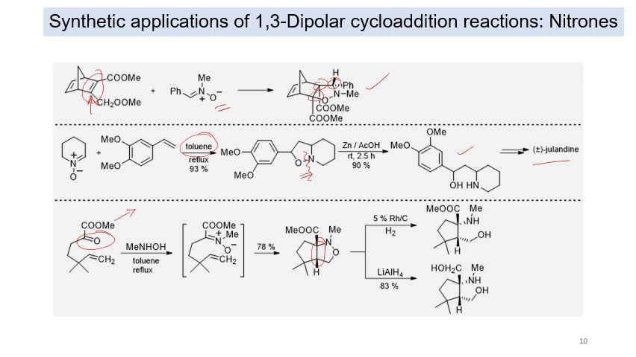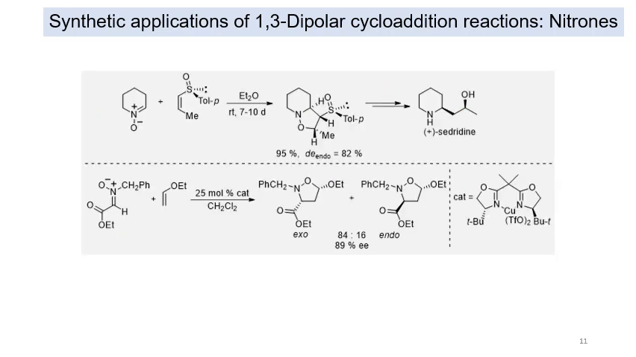Now you can see here the NO bond can be cleaved reductively either by hydrogen or by lithium aluminum hydride. This leads to the reduction of the ester as well as the NO bond. And in the first case, you can see with rhodium under hydrogenation conditions, only the NO bond is cleaved. The ester remains as such. This is an example of an asymmetric cycloaddition in which a chiral sulfoxide is taken.